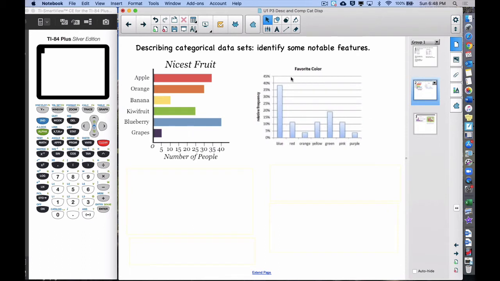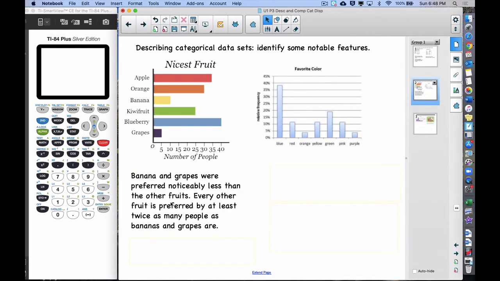If we're looking at bar graphs, again, you're trying to identify some notable features. So when I'm looking at this bar graph, I might say bananas and grapes were preferred noticeably less than the other fruits. And that would be okay, but I'm going to go even a little bit further and give some value around how much. Every other fruit is preferred by at least twice as many people as bananas and grapes are. And that makes the point that yeah, bananas and grapes are the least favored, but all of these other ones are more than double bananas, and actually you could even say more than triple grapes. So that's a little bit stronger statement.